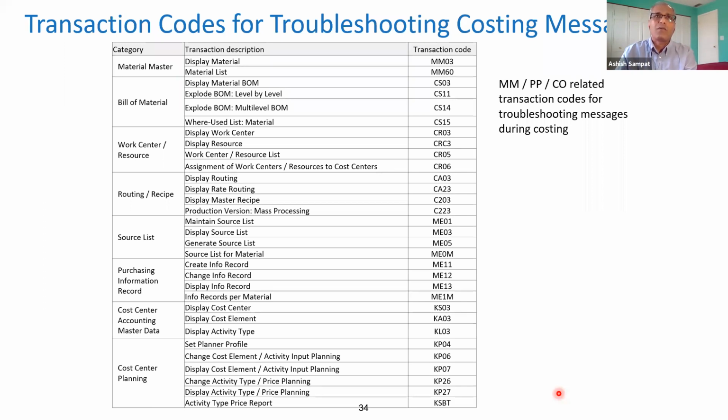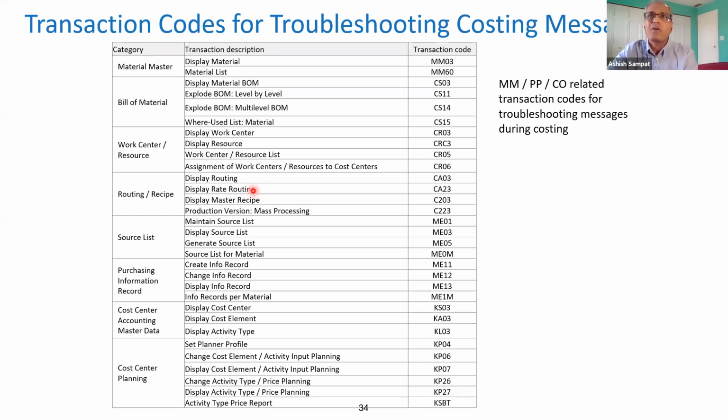So on the material master side, bill of material, work center, routing, source list, PIR, cost center master data, and cost center planning. As an example, if I want to see whether my activity price is correct for an individual cost center, look at it through KP27, maintain it with KP26. But to see a report for multiple cost centers and activities, use KSBT.